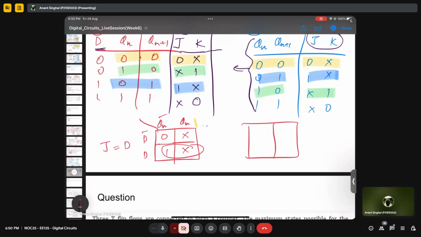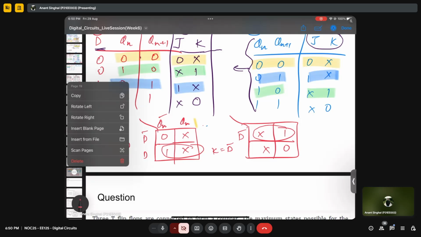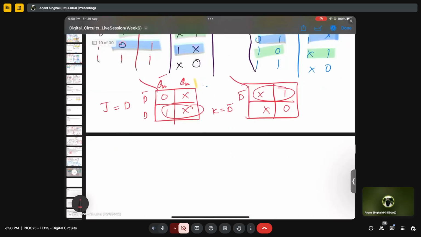Similarly, we can make it for K. K is x1, x0. So this is the only pair and this is D bar. So K is equal to D bar. Is this clear to everyone? So this is how you make a D flip-flop using a JK flip-flop.